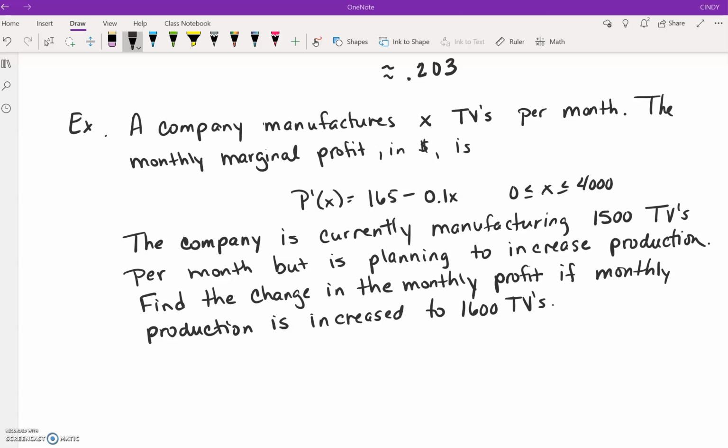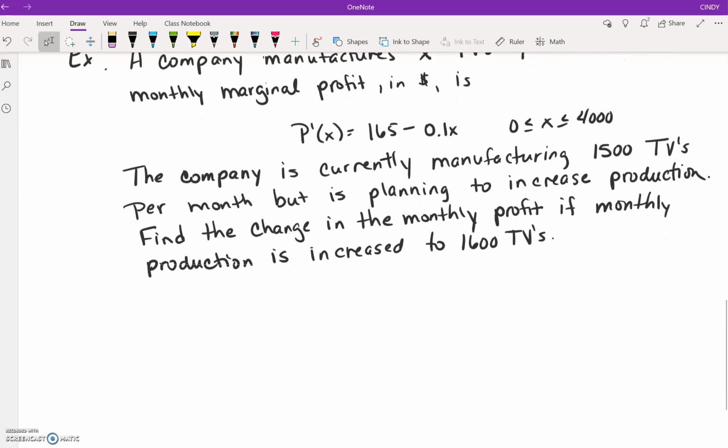Okay, I wrote this out beforehand because it takes way too long and part of my record time. It says a company manufactures x TVs per month. The monthly marginal profit in dollars is given by the equation P prime of x is equal to 165 minus 0.1x, where x is between 0 and 4,000. The company is currently manufacturing 1,500 TVs per month, but is planning to increase production. Find the change in the monthly profit if monthly production is increased to 1,600 TVs.